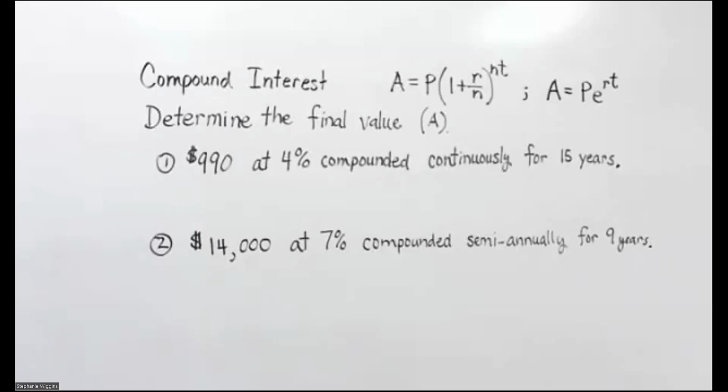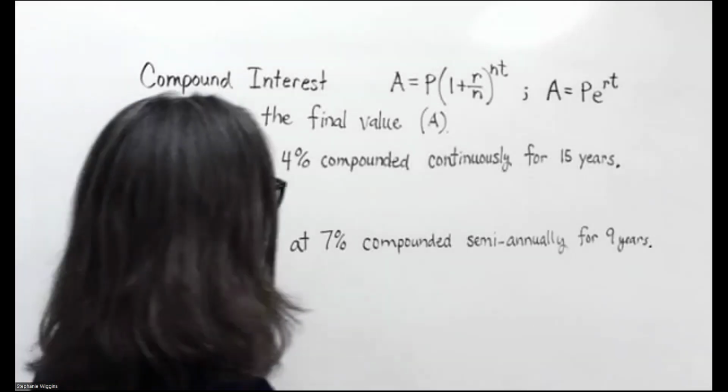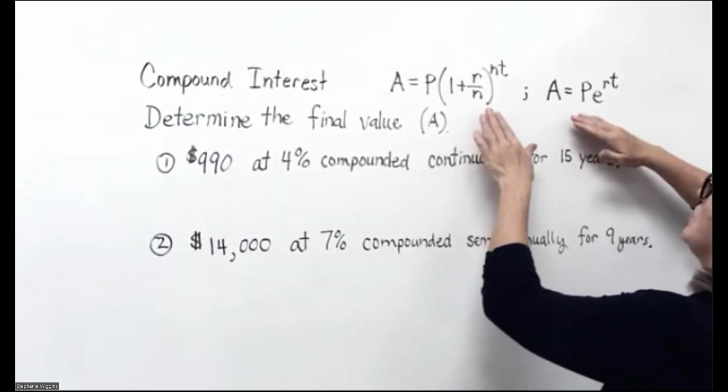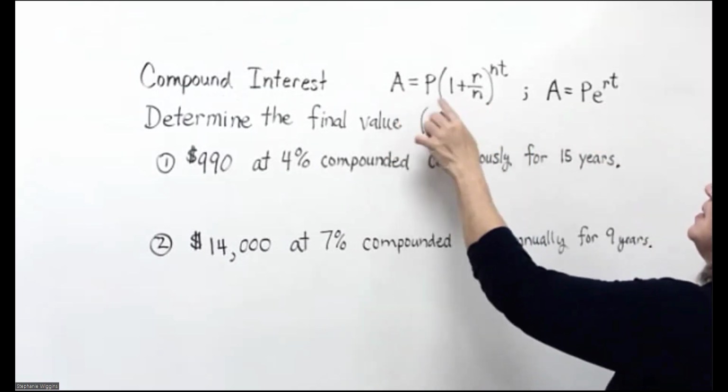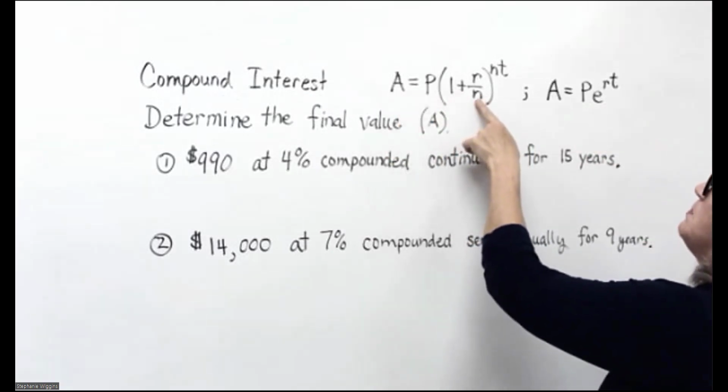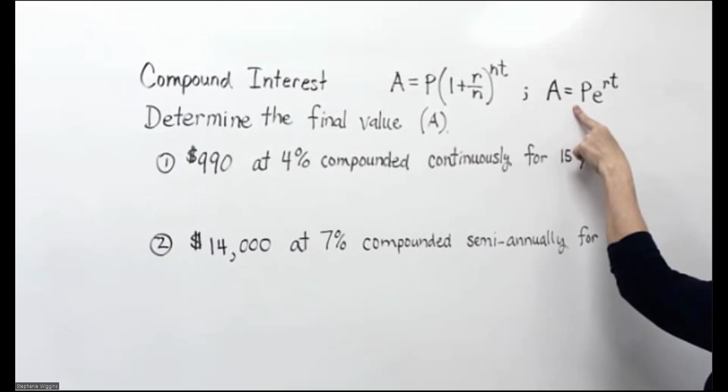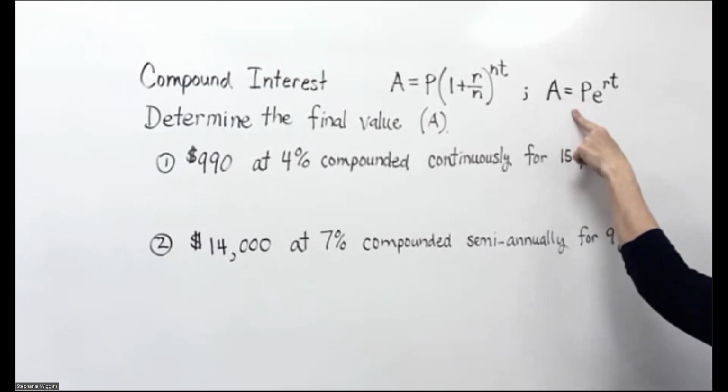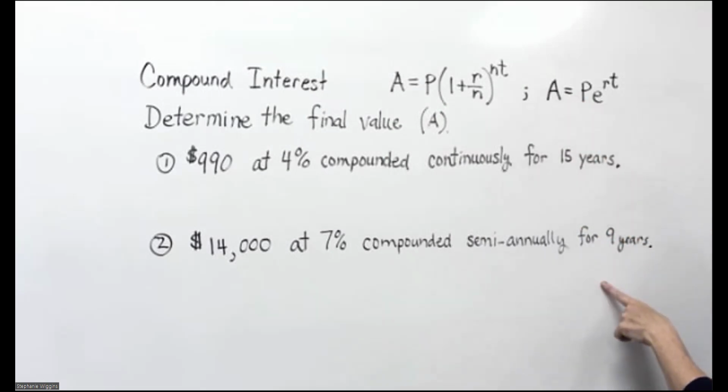All right, when we're calculating compound interest, there are two possible formulas that we might use. This is when you have a specific number of compoundings per year, and that value is n. And this formula is used when you're compounding continuously. So I have two examples here.